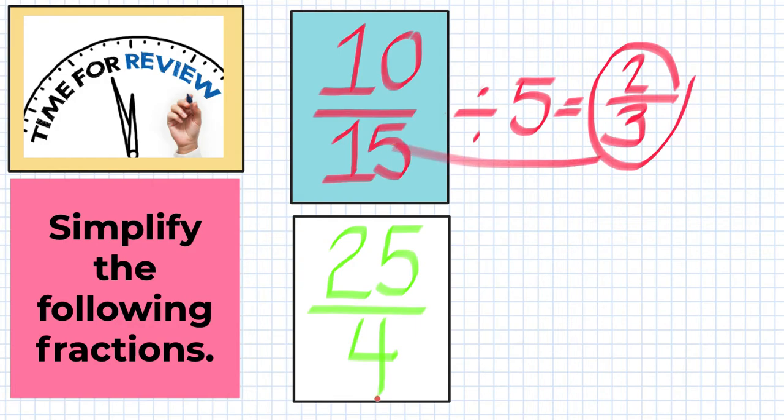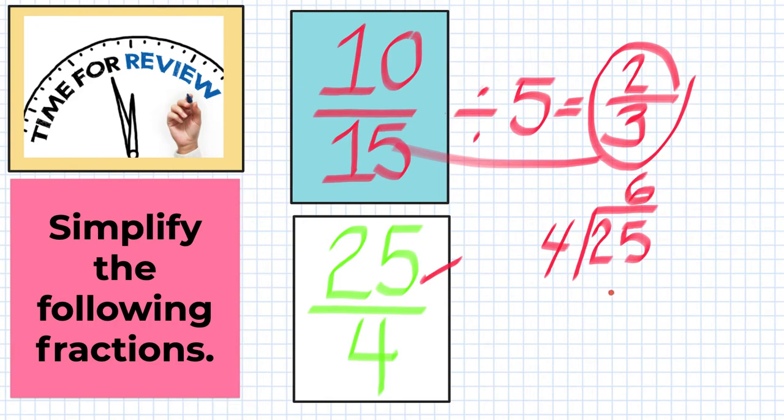Now, in this example, the second one, this is an improper fraction simply because the numerator, or the number above, is greater than the number below, which is the denominator. So if this will be the problem, all you need to do is to change that improper fraction into a mixed number. You have to divide the numerator by its denominator. So 25 divided by 4 will give you 6.